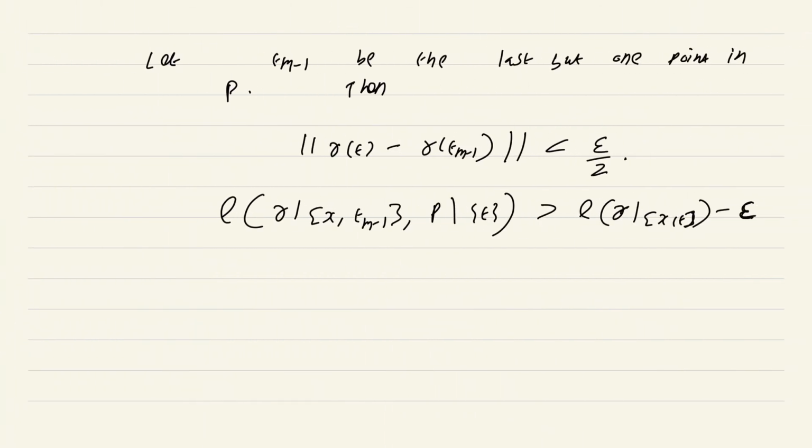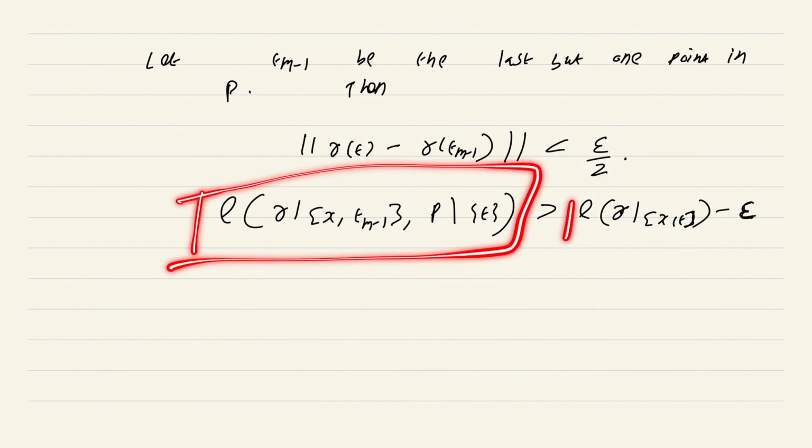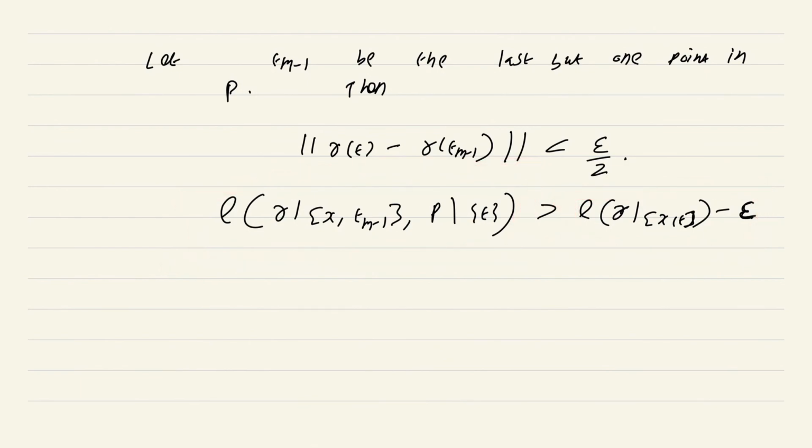But this last point, the contribution from the last term arising in the sum, can be at the max epsilon by 2. In fact, it's strictly less than epsilon by 2. Therefore, the contribution from the rest, which is just this, must be at least the length of gamma restricted to [x, t] minus epsilon.